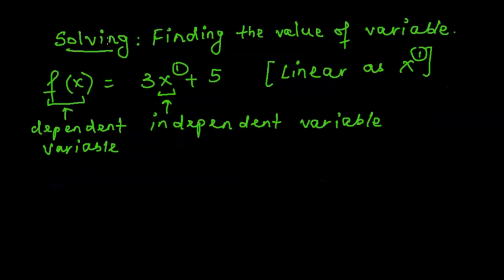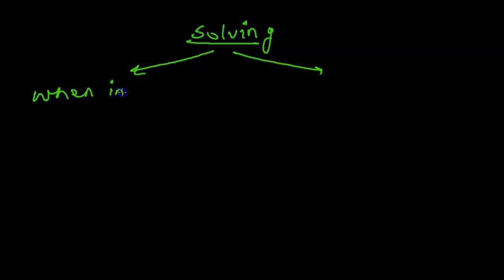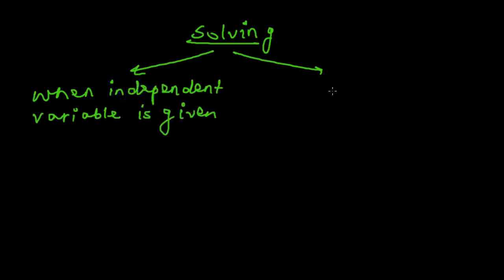So from here we know that if we are asked to solve the equation, we would be asked to find the value of the variable, but there are two variables. One is independent and one is dependent. So that means solving would involve two different types of problems. One problem is when the independent variable is given, and the other type of problem is when the dependent variable is given.